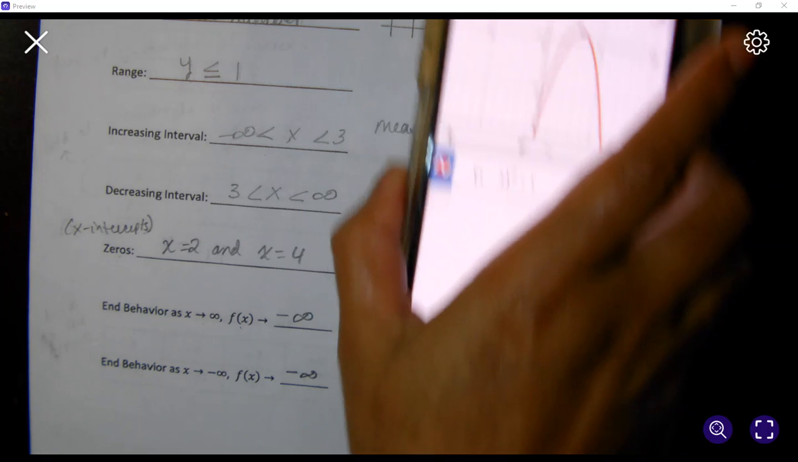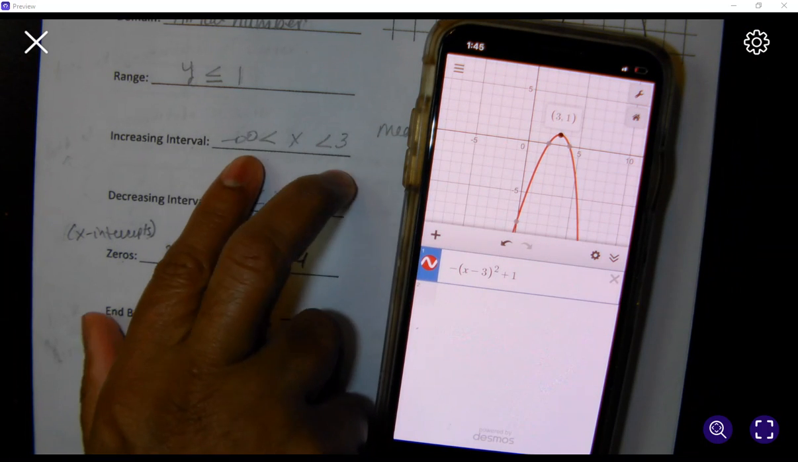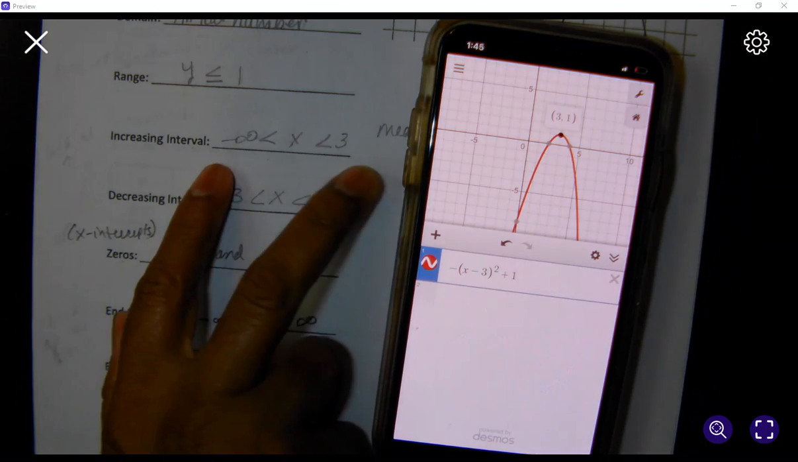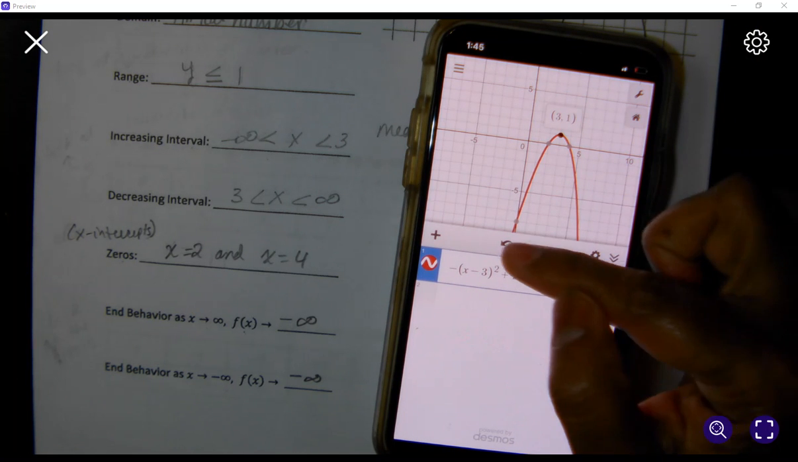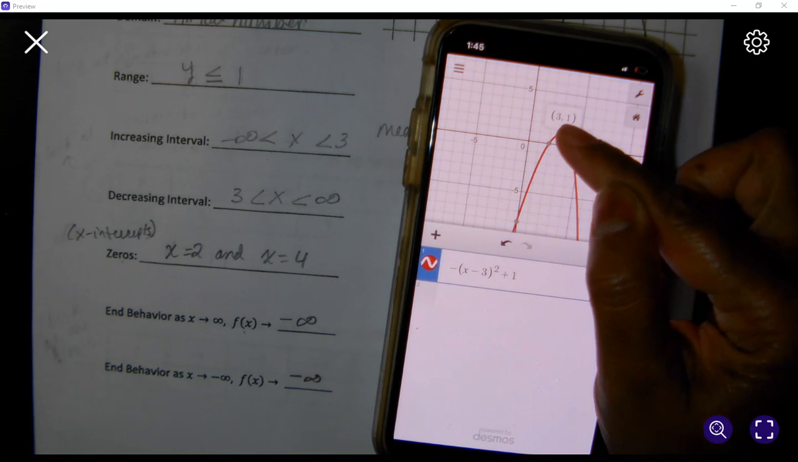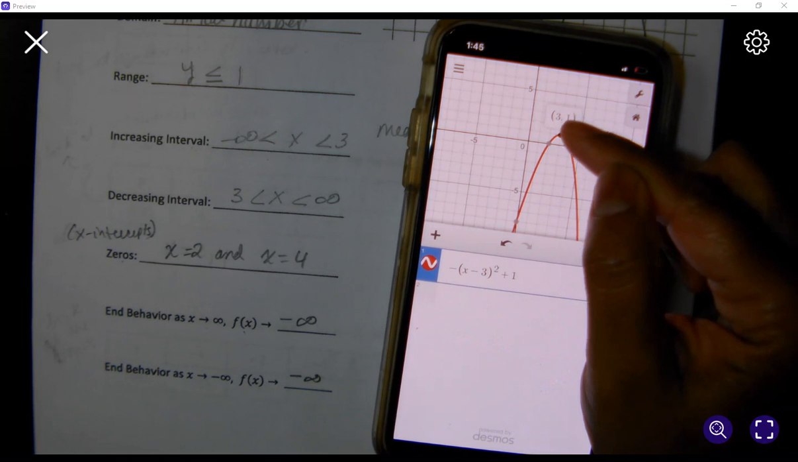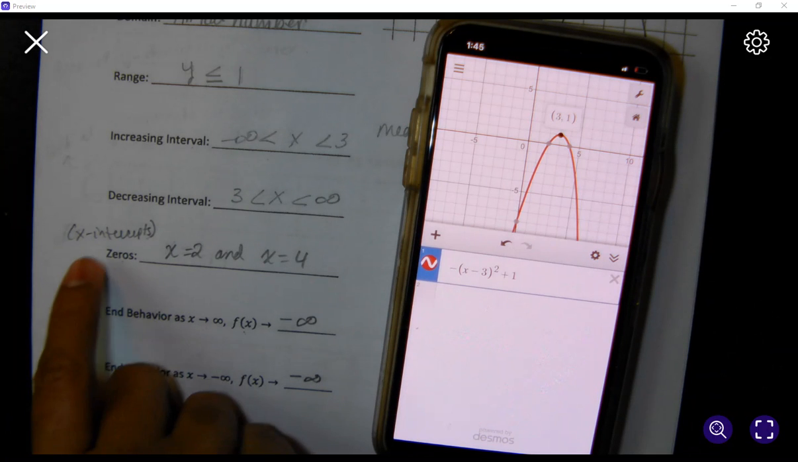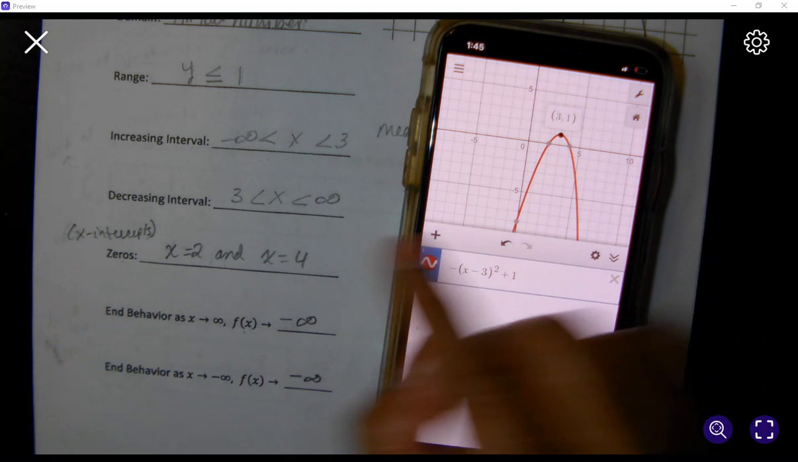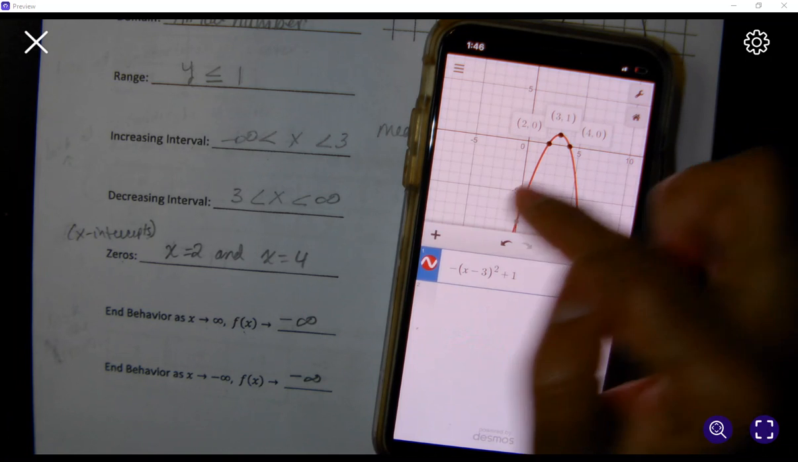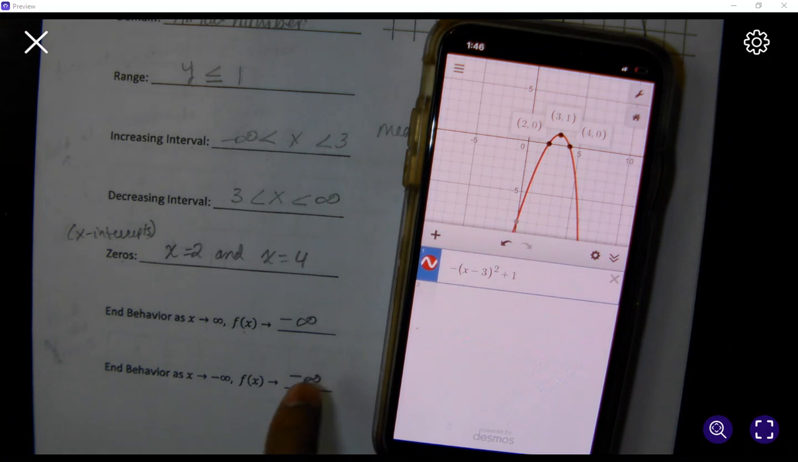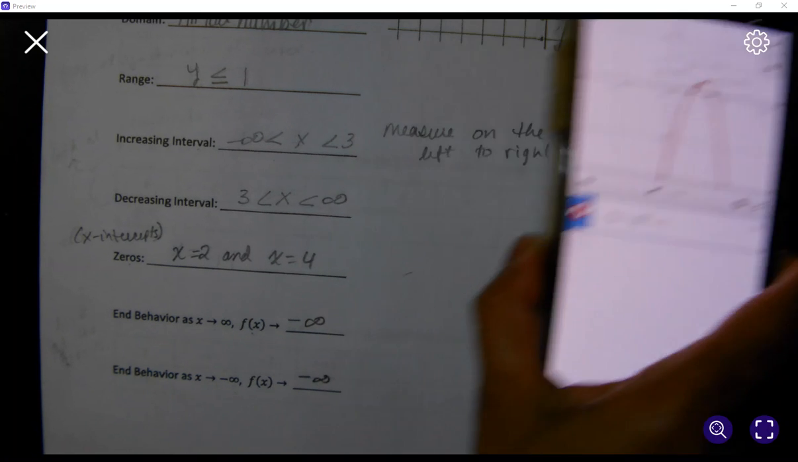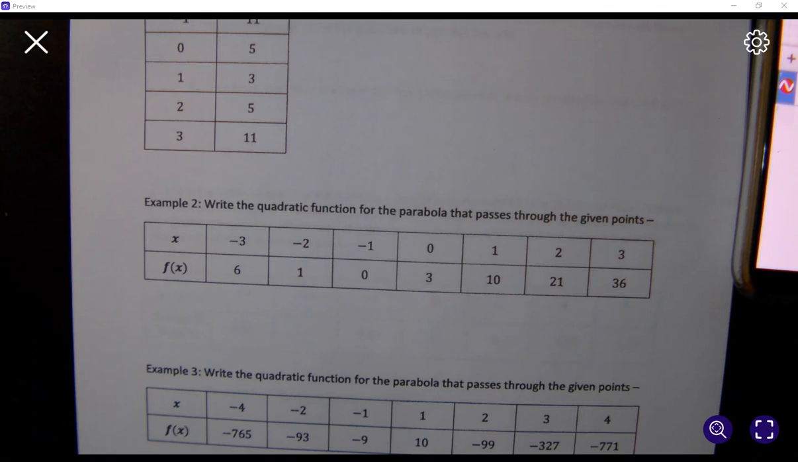Okay, and then increasing: I wrote it a different way, saying x is between negative infinity and 3, so from negative infinity up until 3, it's increasing, and then from 3 to positive infinity, it's decreasing. The x-intercepts for this are at 2 and 4. And since they both are going down, the end behavior is negative infinity and negative infinity. Alright guys, that's lesson 1. Thanks.